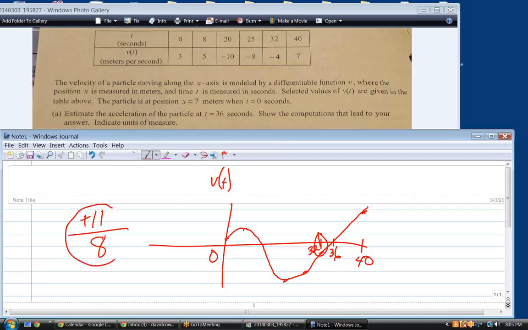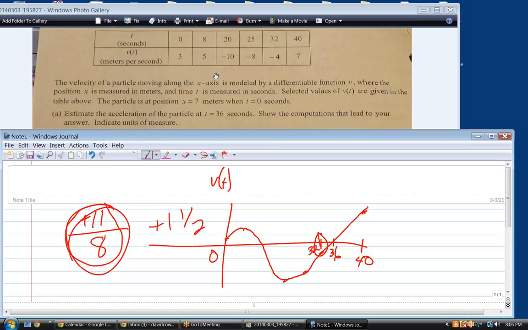And so if the average rate of change between 32 and 40 is 11/8, then I can assume that at 36 it's halfway there. So it's going to pick up 5.5 or get to 1.5. But in terms of estimating the acceleration of the particle, I would say 11/8.